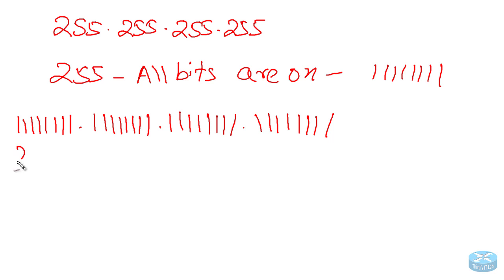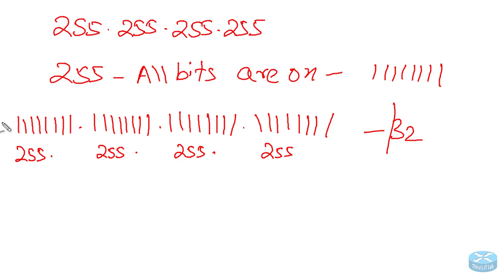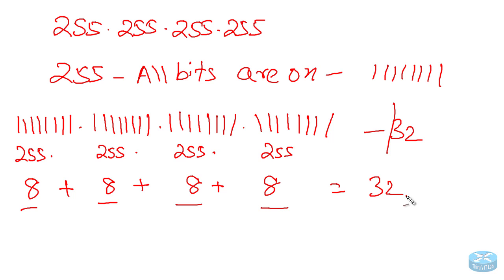So this will be 255. All bits are on. 255, 255, 255. So this is /32. How do you know it's /32? Because 8 bits are on here, 8 bits are on here, 8 bits are on here, and 8 bits are on. So 8, 16, 24, 32. You know it, so it's 32 bits here.